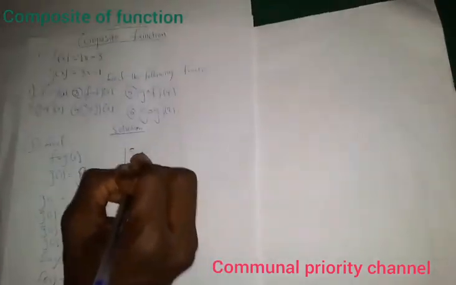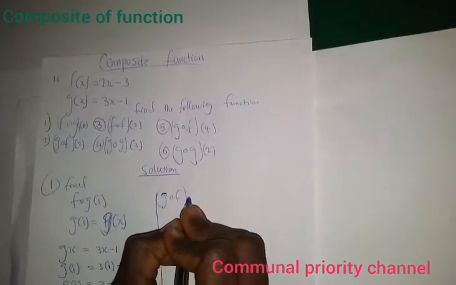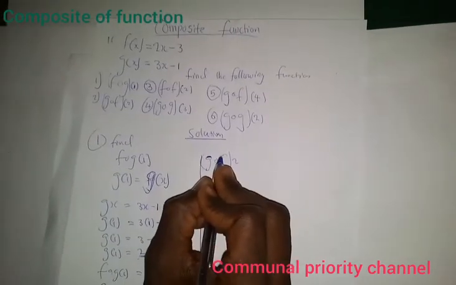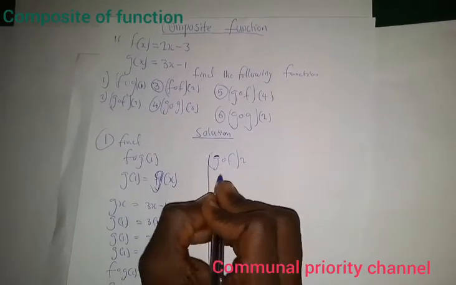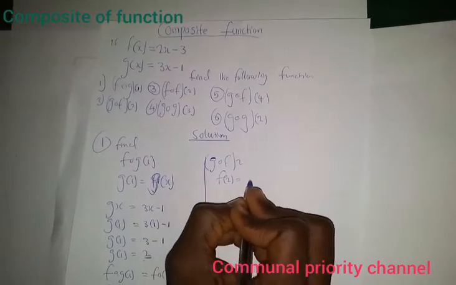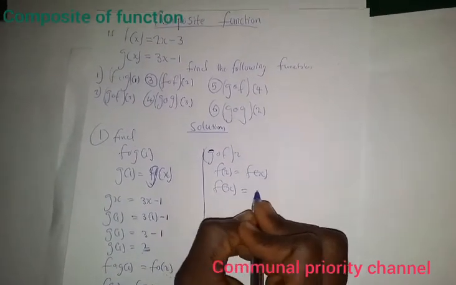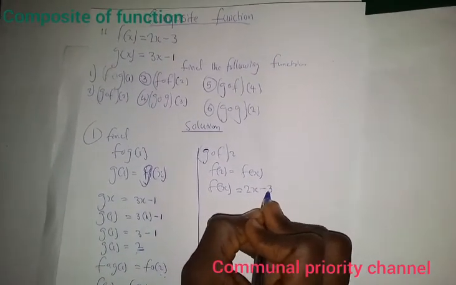Find g of f of 2. Now they say g of f of 2. First of all, we are going to find f of 2. We say f of 2 is equal to f of x, and f of x is equal to 2x minus 3. This is our f of x.